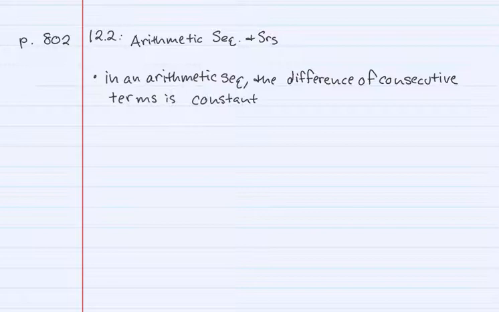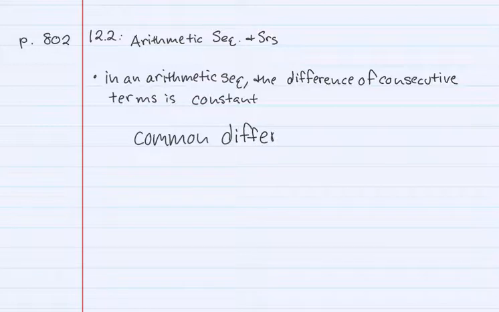Therefore, if I take my first term and my second term and subtract them, it would be the same difference between the second term and third term, and the fourth and fifth. I am constantly adding the same number, or subtracting the same number, from term to term. And that number is called the common difference, which will be symbolized by a D.